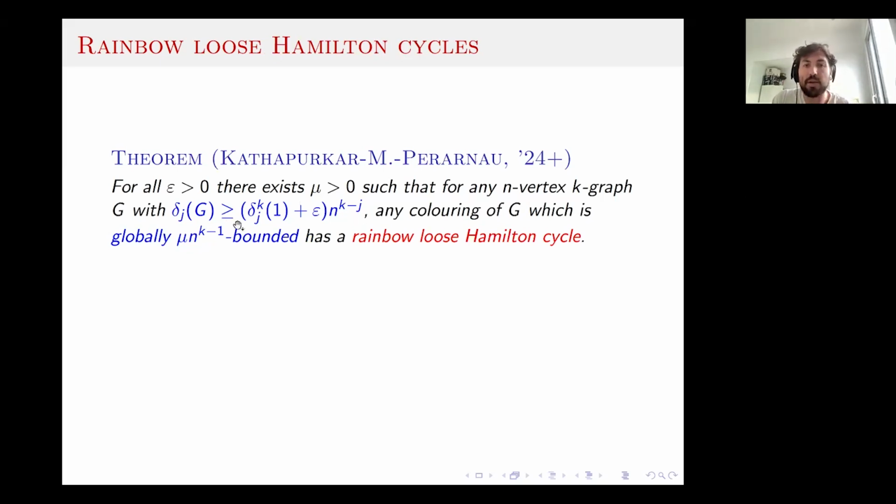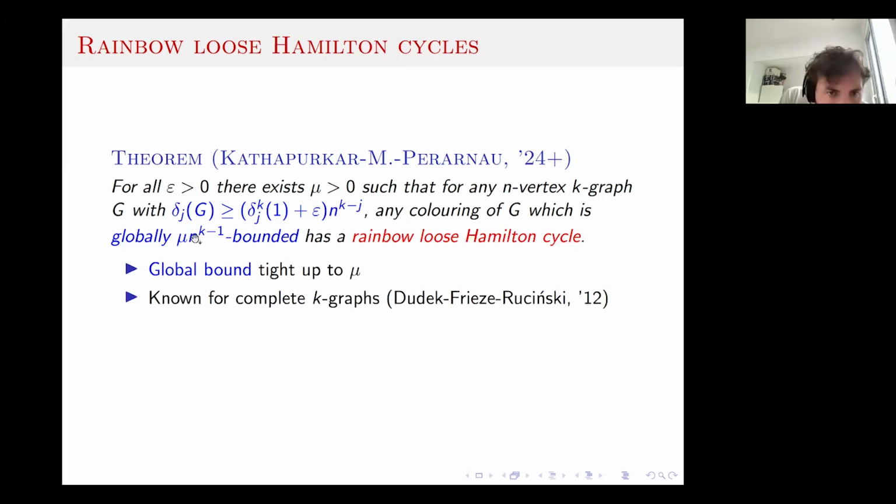And let me point out that we can show this even when we don't know the minimum degree threshold for loose Hamilton cycle. So remember, it's only known for k and k minus 1, but our result proves this for all possible degree conditions j. So yes, it's tight up to this value of mu. It was known already for complete hypergraphs. This was a result of Dudek, Fries, and Ryczinski.